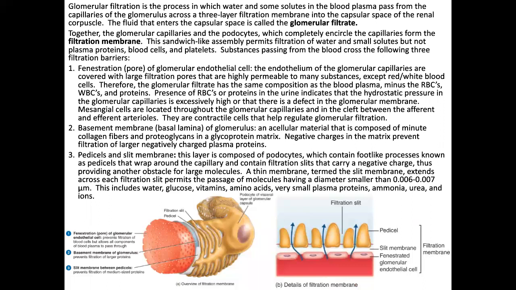Therefore, the glomerular filtrate that's formed, that passes through there, has the same composition as our blood plasma, minus the red blood cells, white blood cells, and your proteins. If you do find red blood cells or proteins in your urine, that indicates that the hydrostatic pressure in those capillaries is excessively high, or that there's a defect in the filtration membrane. Either there's way too much pressure inside that's forcing those red blood cells or white blood cells out, or there are big holes, and that's not good.